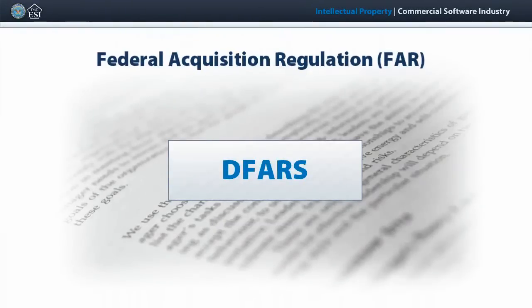The Defense Federal Acquisition Regulation Supplement, known as the DFARS, provides DoD implementation and supplementation of the FAR. DFARS Part 227 addresses general intellectual property issues, while 227.70, 227.71, and 227.72 address data rights in more detail. Part 227.72 is commonly referenced for COTS software procurements.